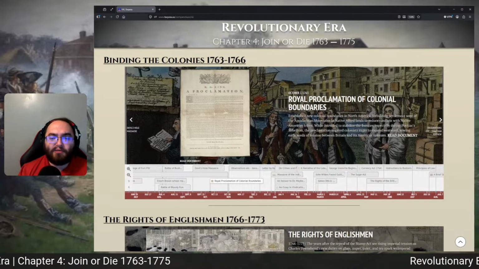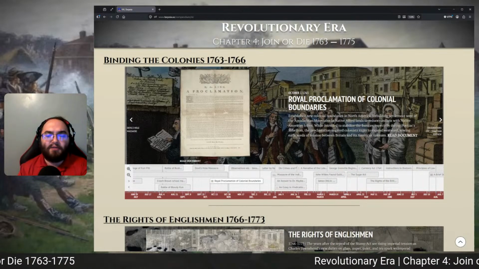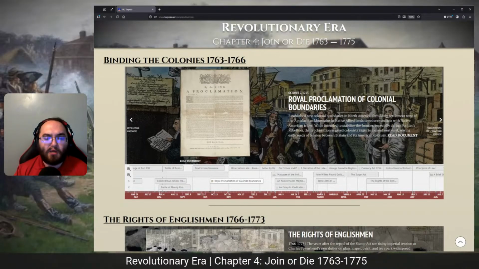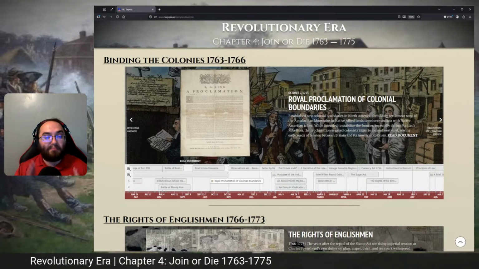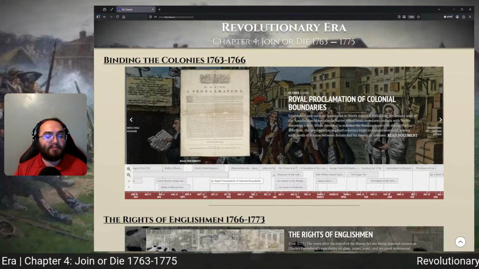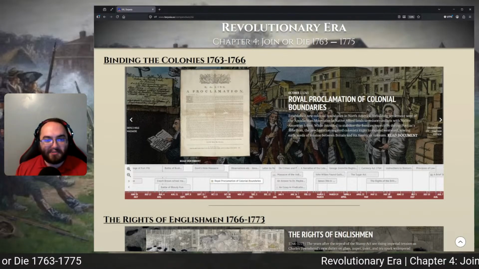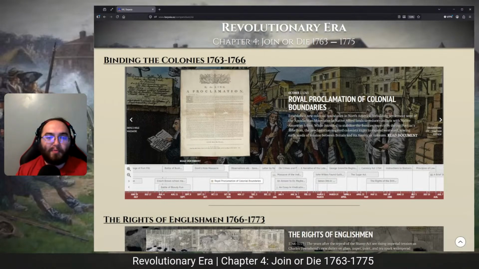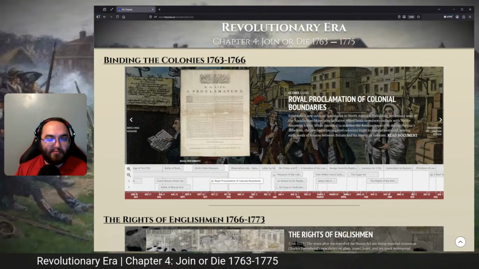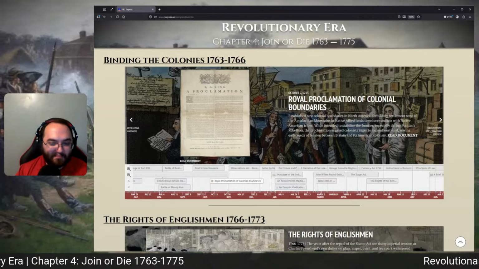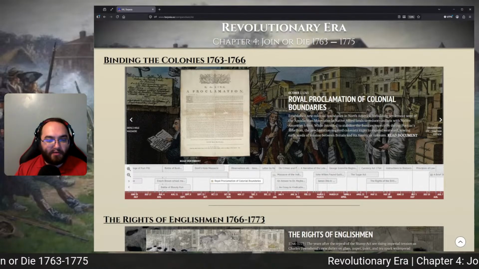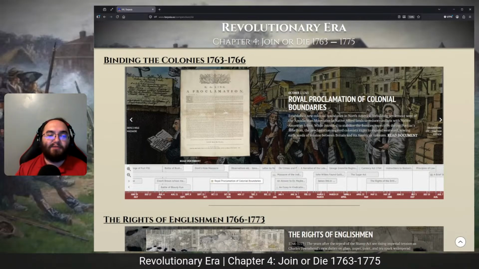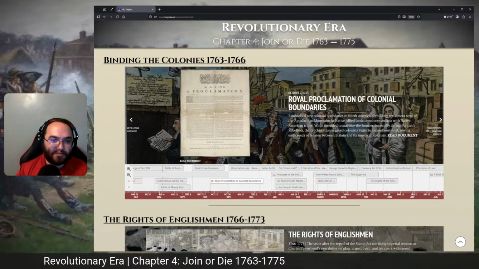And as you can see on the timeline, on October 7th, 1763, the king issues a royal proclamation for limiting the boundaries of the colonies. Now, there's a couple misconceptions that I always hear when people talk about the royal proclamation of colonial boundaries. It did not ban the colonies from expanding. It limited how the colonies can expand. It cannot expand into allied native territories.